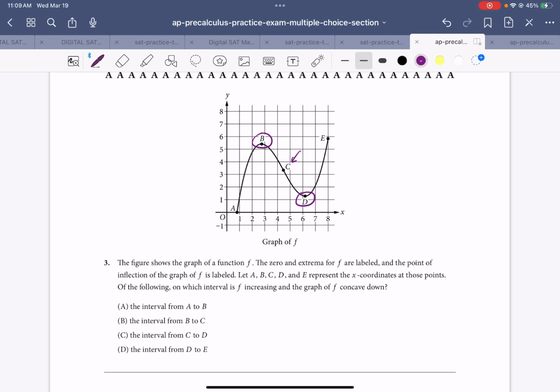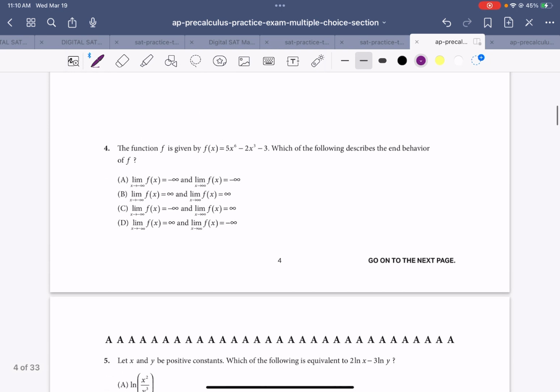Now look at the answer choices then. Where is it increasing and the graph is concave down? So then it should be right here, right? This one is increasing, right? Increasing here and here, but that's a part of concave up. So it should be concave down, that one. So it should be between A and B. A is the answer. Okay. Now let's move on.